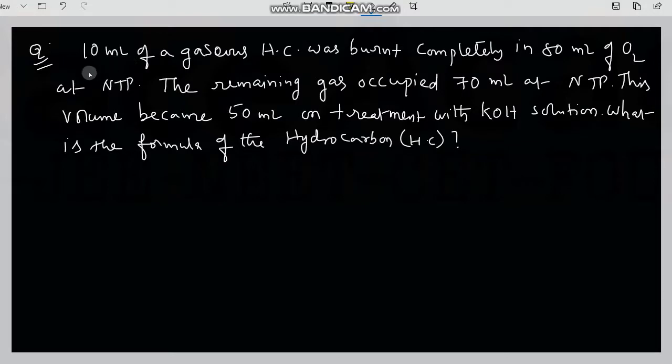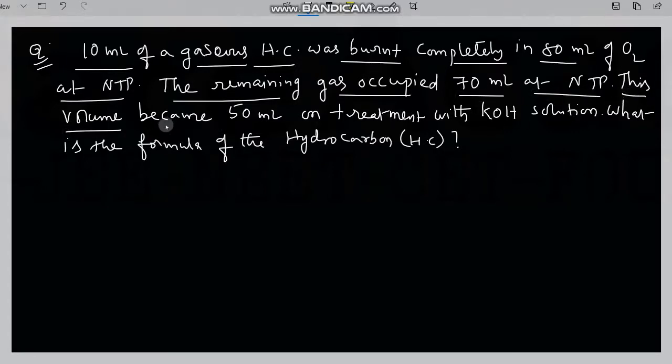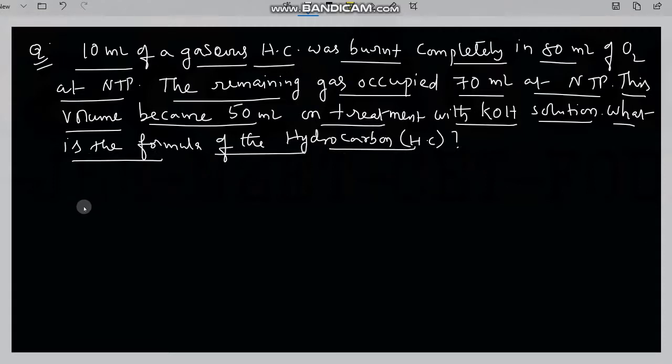See this problem. 10 ml of gaseous hydrocarbon was burnt completely in 18 ml of oxygen at NTP. The remaining gas occupied 70 ml at NTP. This volume became 50 ml on treatment with potassium hydroxide solution. Then what is the formula of the hydrocarbon?